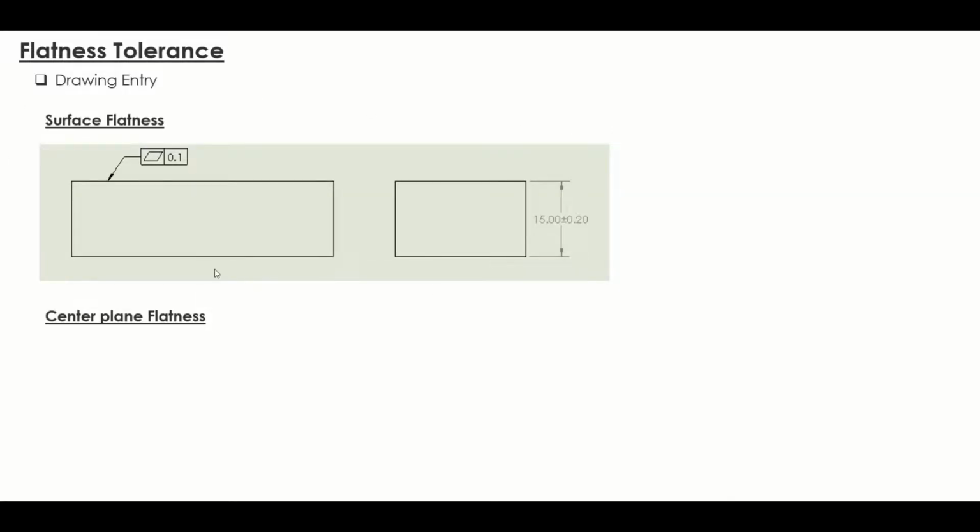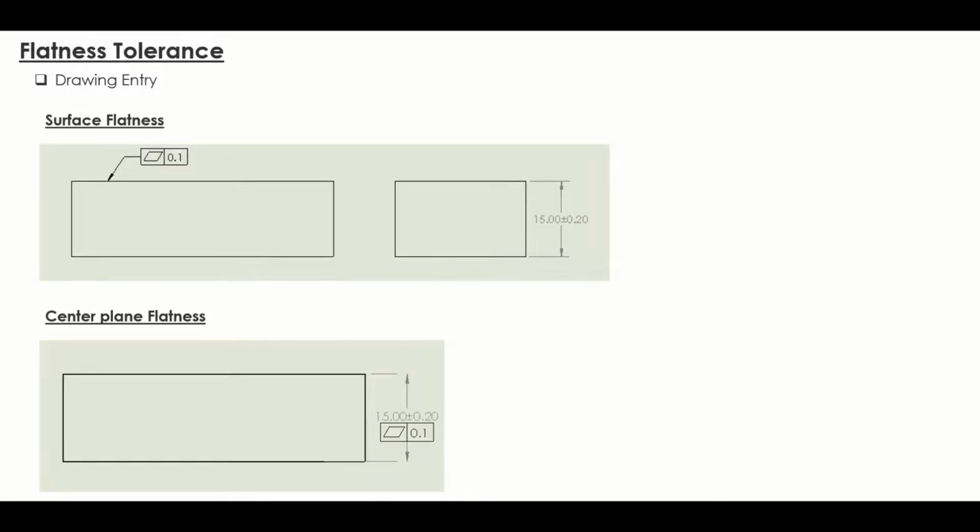After explaining surface flatness, let's move to the center plane flatness. We also call it the derived median plane flatness. Just like straightness tolerance, the tolerance can be applied to the top surface, but it can also be applied to the feature of size. You can see that the feature control frame is actually applied to the dimension of 15. It means that right now it is no longer applied to the surface, but it is applied to the derived median plane.